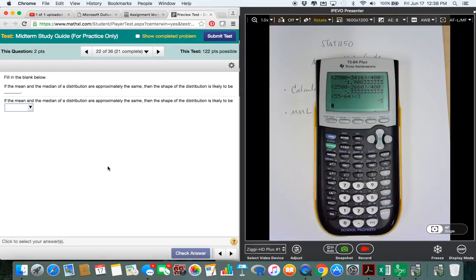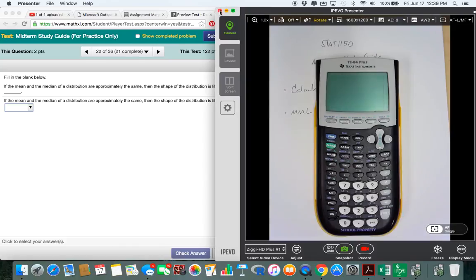We're moving right along now. If the mean and the median of a distribution are approximately, this thing's losing its mind again, so let's get rid of it.